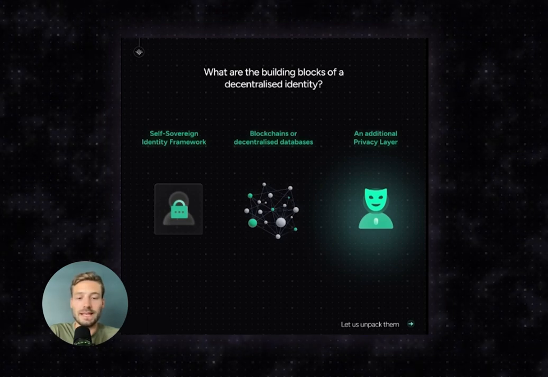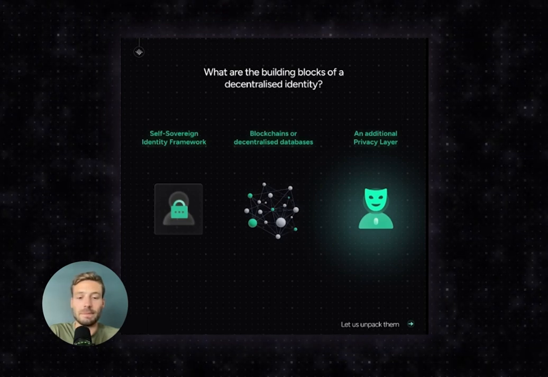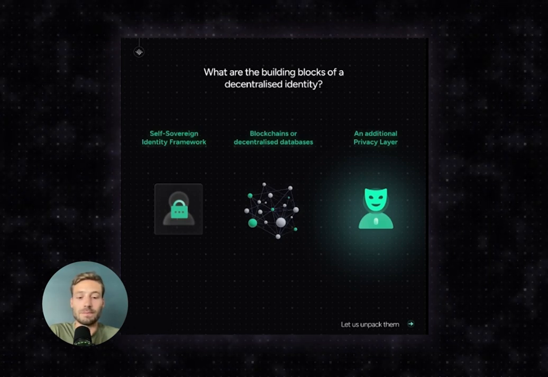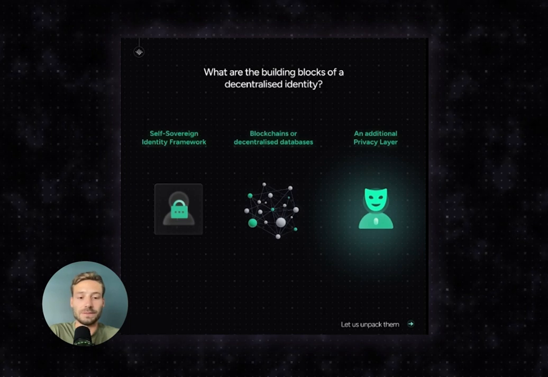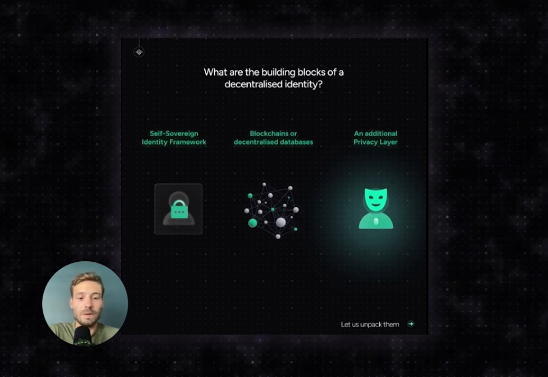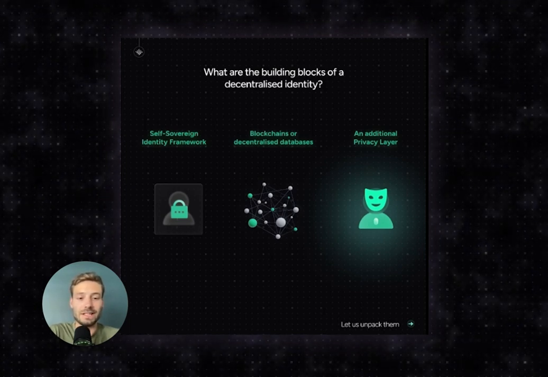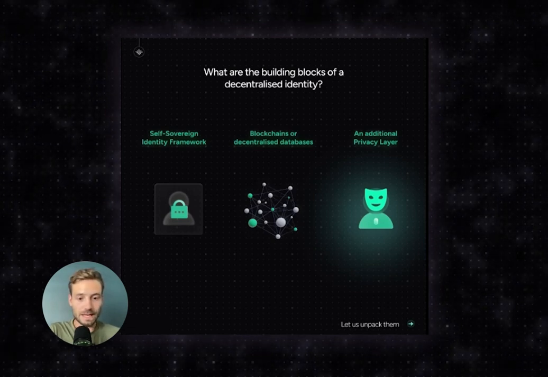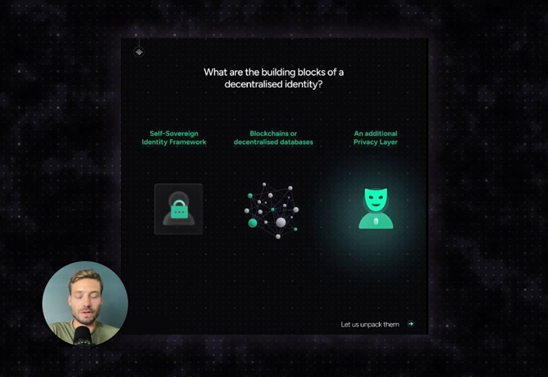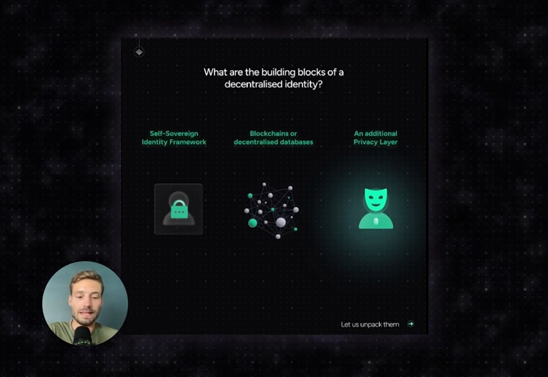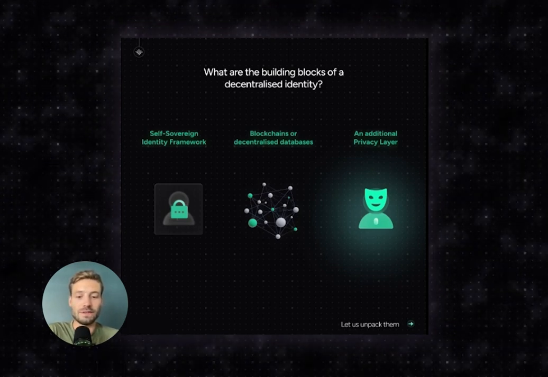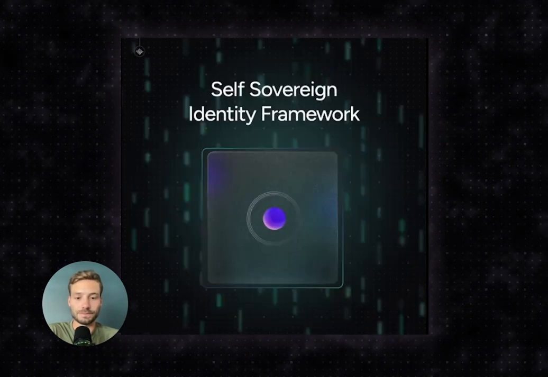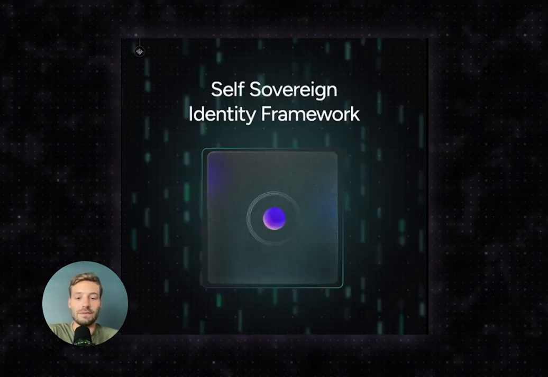Blockchains or decentralized databases, as explained before, are the ground layer that allow you to transport data in a decentralized fashion. And then we would like to offer you an additional layer of privacy that just truly enables you to be whoever you want to be on the internet. Let's unpack each of these three pillars of a decentralized identity separately. The self-sovereign identity framework.